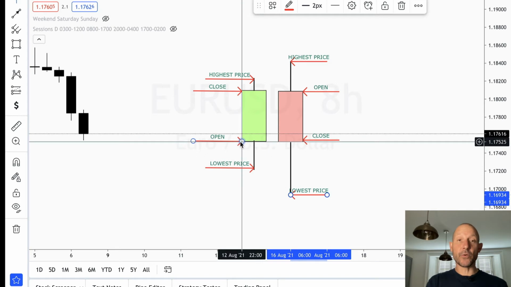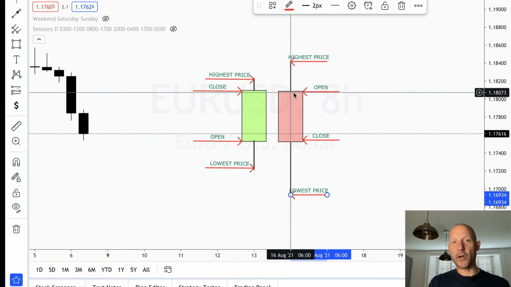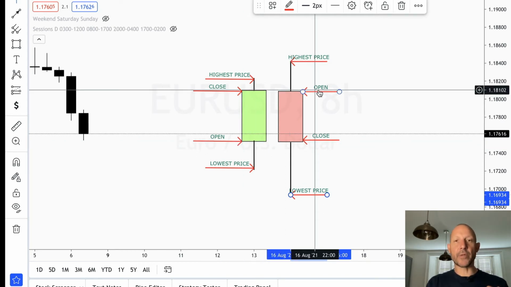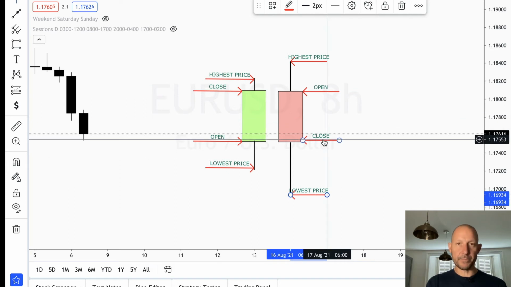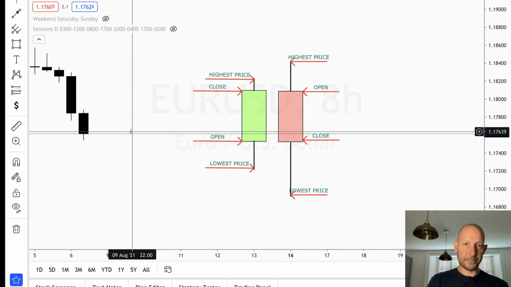Obviously a green candle, the open is at the bottom, close at the top. A red candle for a bearish candle, the open is at the top, the close is at the bottom. Okay, so hopefully that makes sense there.